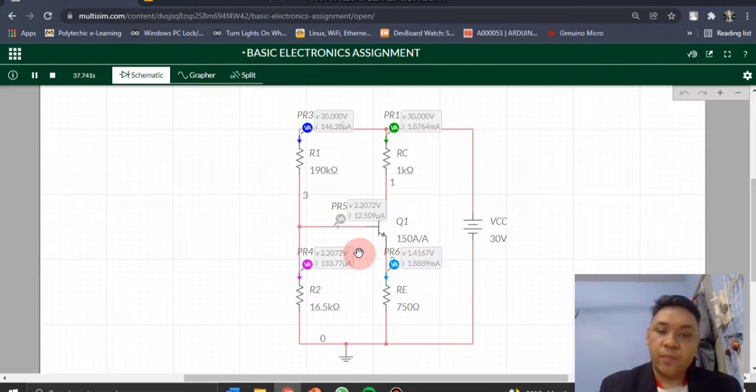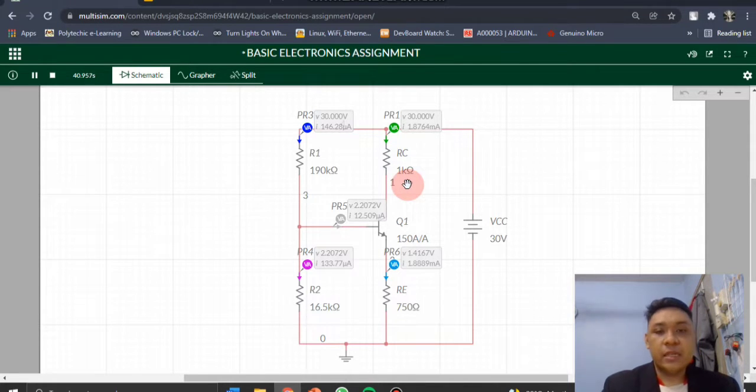So 1.5 from the calculation over the current that goes through IE, which is 2 milliampere. And then we got the value for the resistor RE, 750. So after that, the final step is to find the value for RC from here, which the answer is 1 kilo ohms.